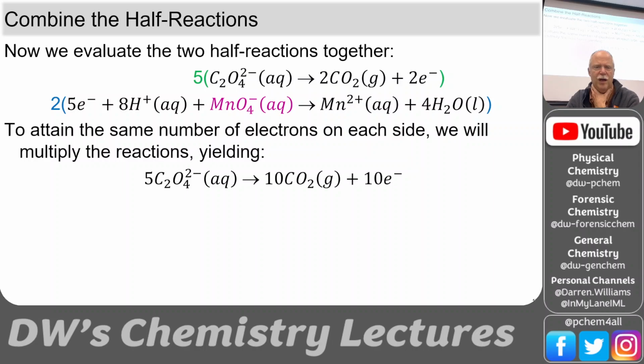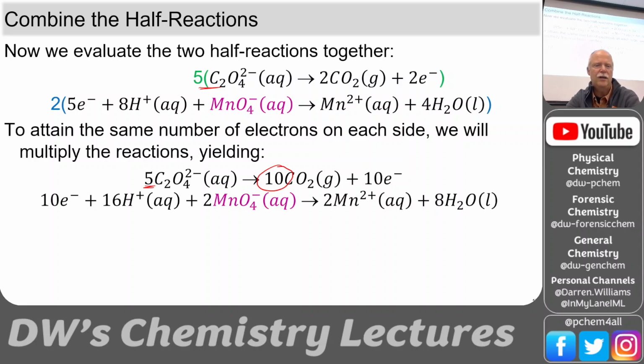And so when we multiply the top reaction by 5, this is a place where people mess up. Typically, they'll get the electrons right, and they'll get the first one right. They'll see 5 times the oxalate, so they'll get that right. But this is the one they screw up. They'll bring a 2 CO2 down instead of a 10. So you got to make sure you multiply every species by that 5. And then the bottom one, we get 10 electrons, 16 protons, 2 permanganates, 2 manganese, and 8 waters.